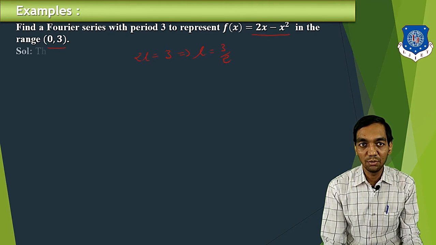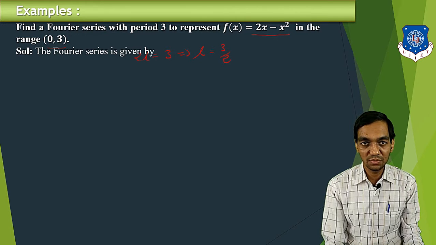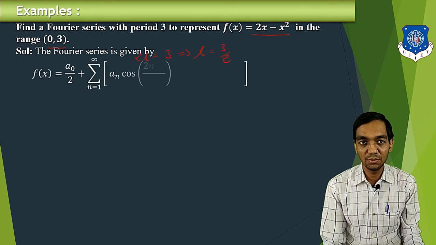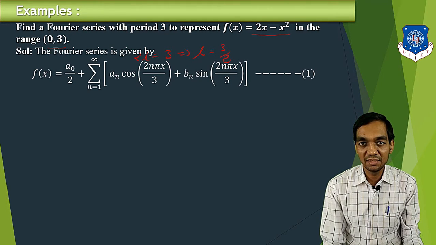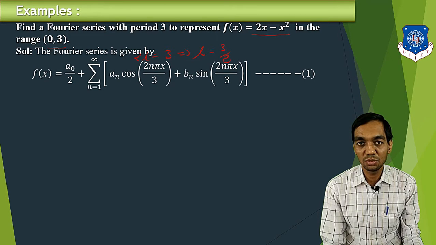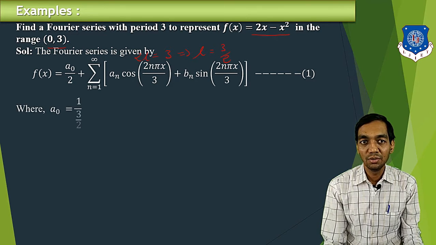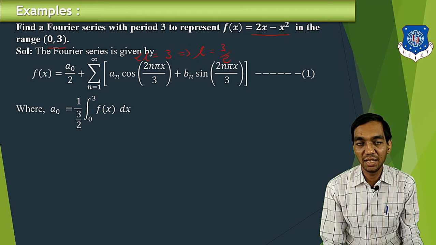Now, if you put this value in the Fourier series, then f(x) = a0/2 + sigma n running from 1 to infinity of aₙ cos(nπx/l). L is 3/2, so 1/l will be 2/3. So you will have aₙ cos(2nπx/3) + bₙ sin(2nπx/3). Correct?